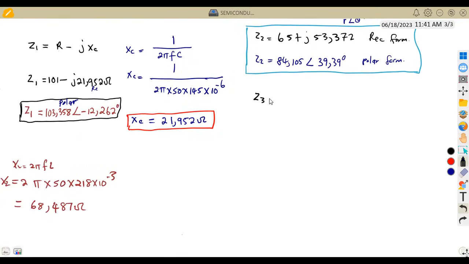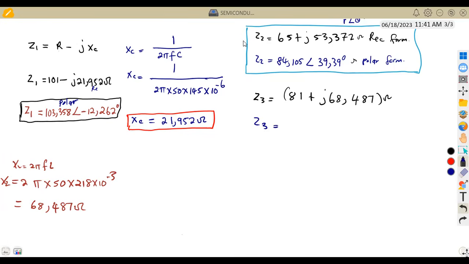So we said our Z3 in rectangular form, we got 81 plus j68.487. That is what we got in ohms in this case. All right, so these values are in ohms. Like I said, it's best for us to convert this to polar form.